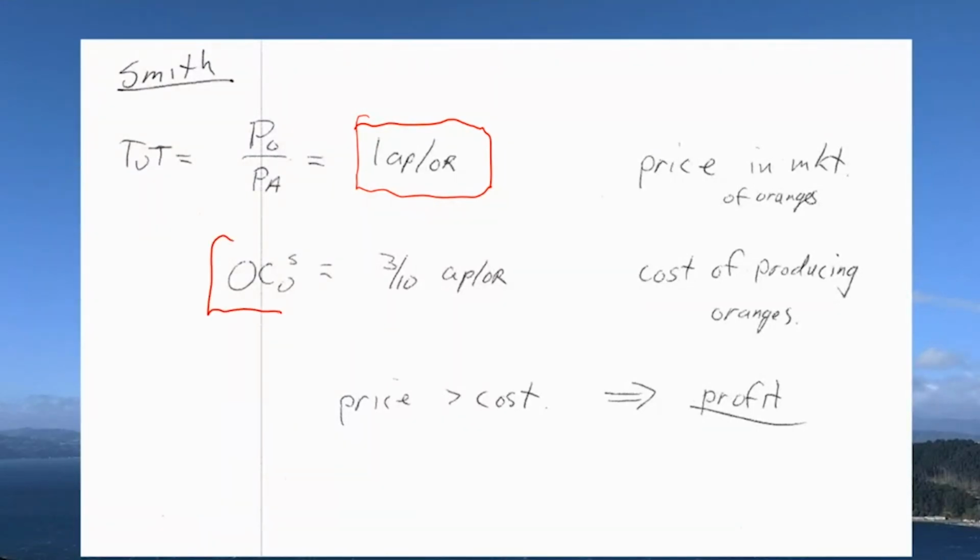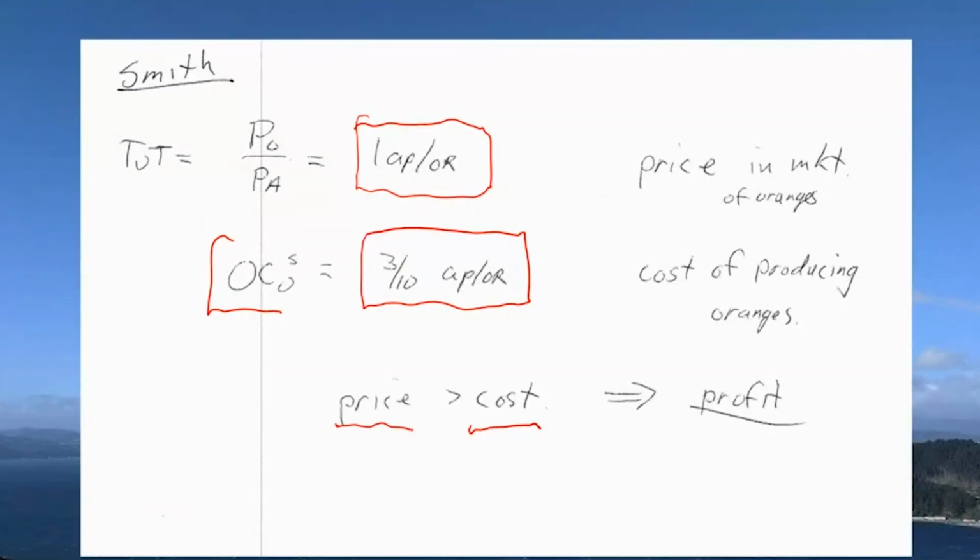Smith also knows that his opportunity cost of producing oranges, because he's been producing apples and oranges for years, let's imagine, he knows that he has to give up 3/10 of an apple to produce another orange. And we can think of this just casually as his cost of producing oranges. It's in terms of apples, not in dollar terms, but in terms of the other good he has to give up, his opportunity cost.